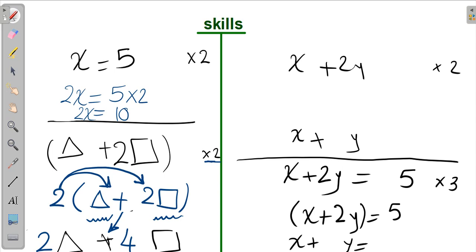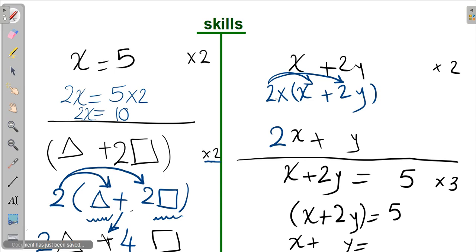Let's replace the triangle and square by x and y, and we want to know what is the double of x plus 2y. Assume a box contains x plus 2y. You need to double it, to multiply it by 2. Then simply distribute 2 over the 2 terms. Then you have 2x, 2 times 1 equal 2, 2 times 2 equal 4, 2x plus 4y.